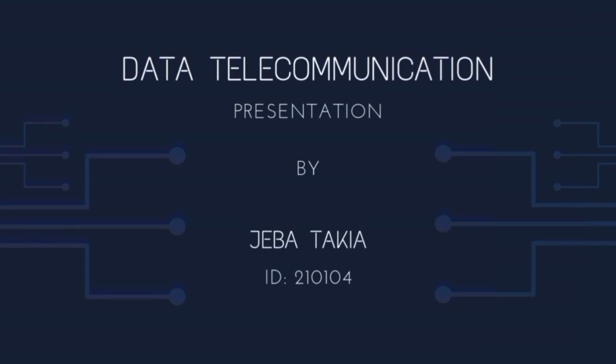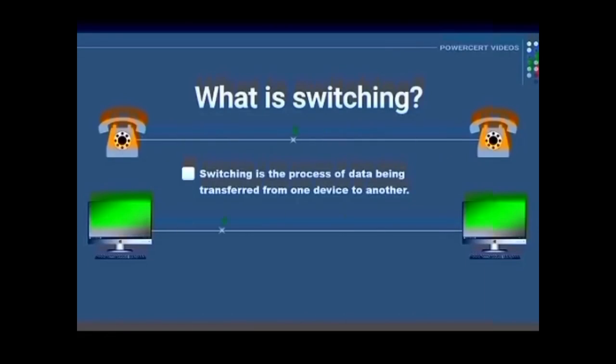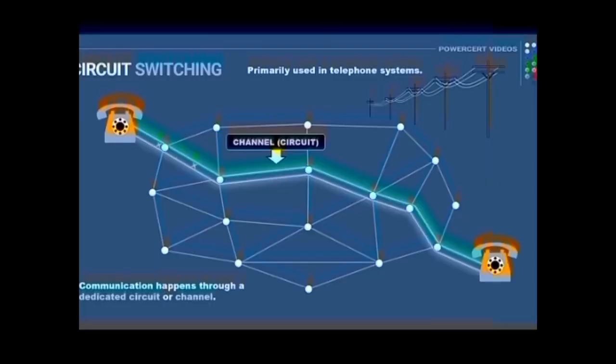Today I will present about the topic circuit switching and packet switching. First, I will discuss what is switching. Switching is the process of data being transferred from one device to another device. These are two methods devices use to exchange data. Let's first talk about circuit switching.